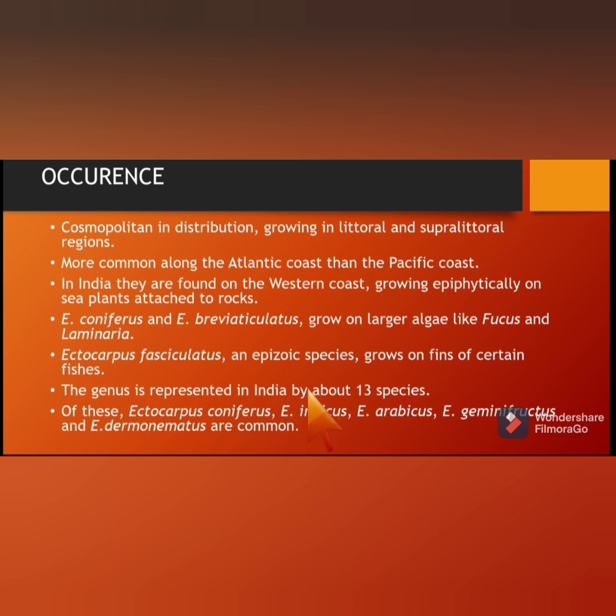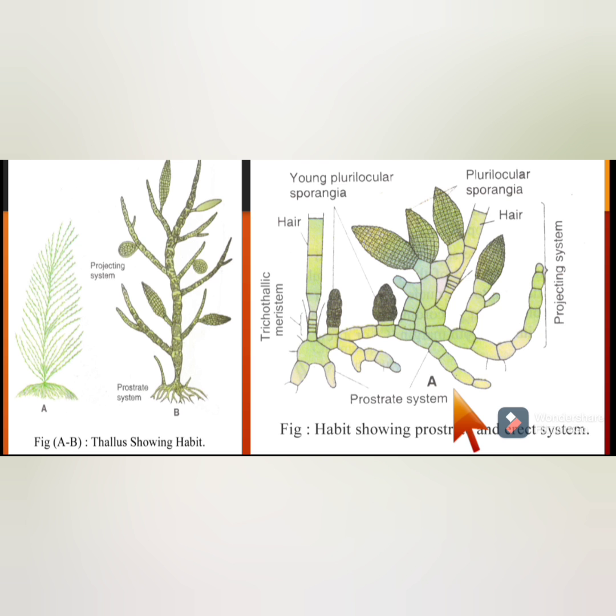And this genus in India is represented by about 13 species. And out of these 13 species, these are the common ones: Ectocarpus coniferus, Ectocarpus indicus, Ectocarpus arabicus, Ectocarpus geminifructus, and also Ectocarpus dermonematus. These are the common species which are found in India, but about 13 species are found in this country. So coming to the next topic, that is the thallus structure.